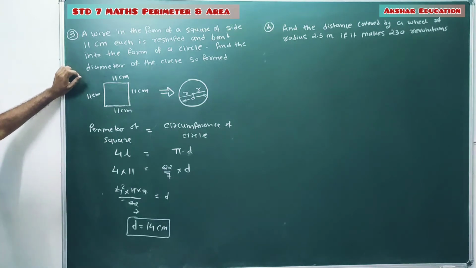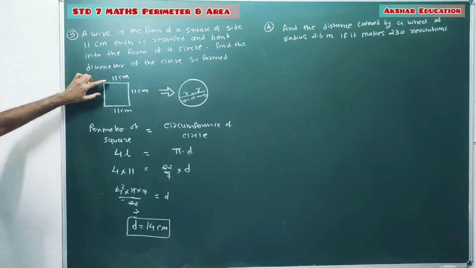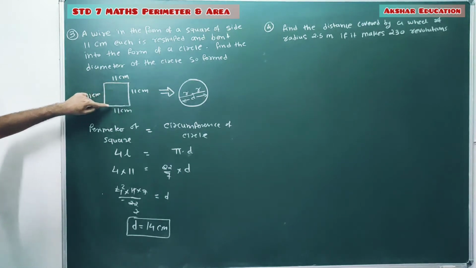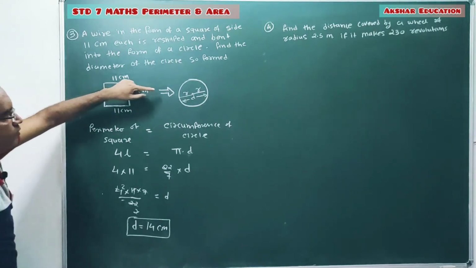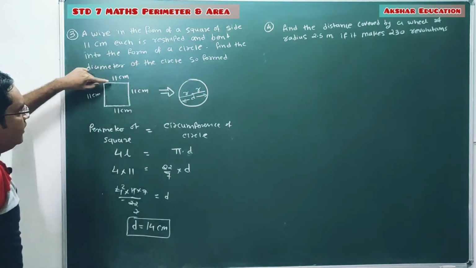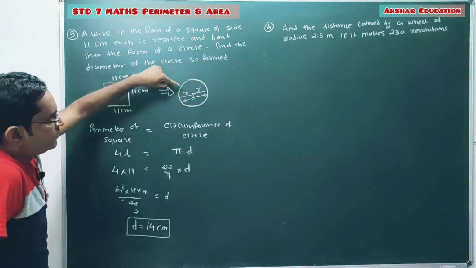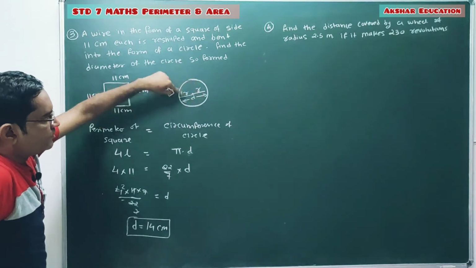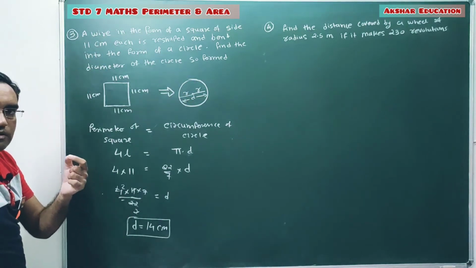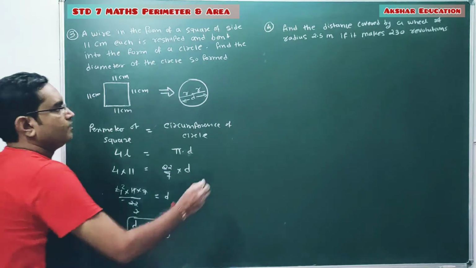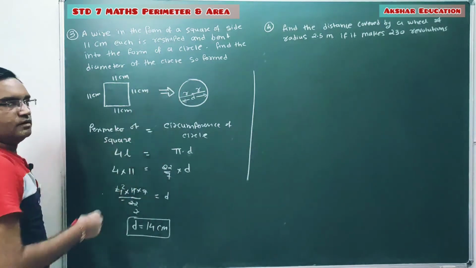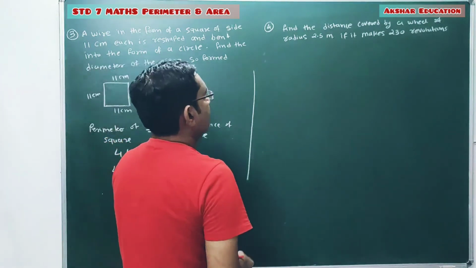Concept, you have to understand the concept of this question. Square is given, wire is in the form of square, so total length of the wire is nothing but the perimeter of the square. Now the same wire is now used to form the circle, so the total length of that wire is used into the circumference of the circle. So we can say that perimeter of this square is nothing but the circumference of this circle, assuming that no wire is lost in forming the circle.